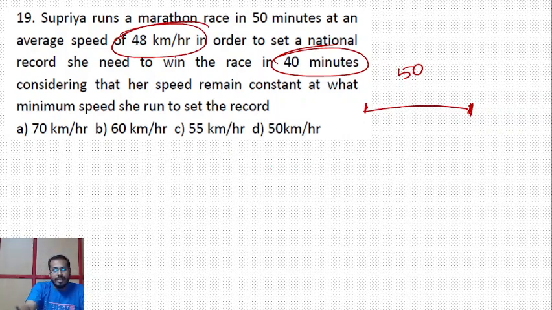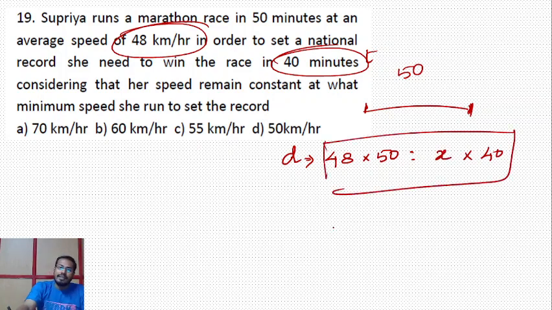Okay, so we have time and speed. Take the distance formula. Distance is equal to, initially she was going at 48 km per hour for 50 minutes. So if she wants to complete it in 40 minutes, then what is the speed? Just solve this, you will get the answer. Cancel 0 and 0. Okay, 4 and 48, 12 times 12 into 5 is 60 kilometer per hour is the right answer.